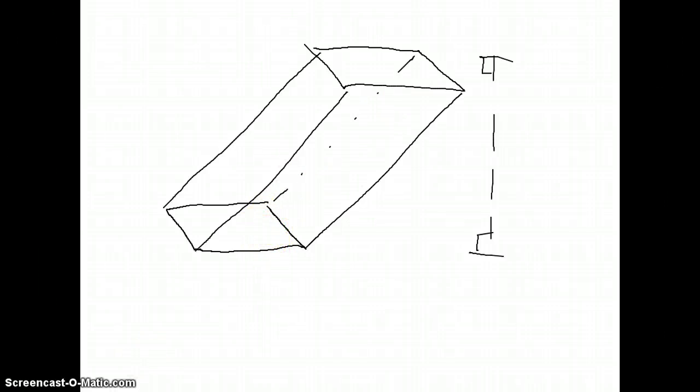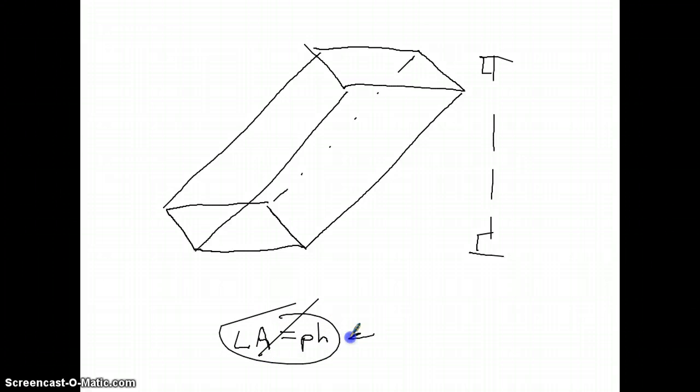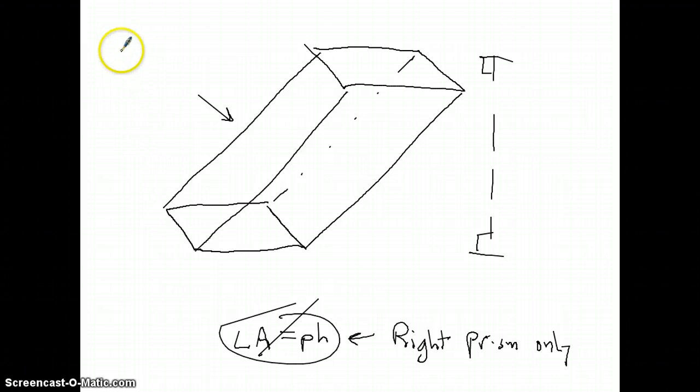That definition we had about lateral area equals perimeter times height, that doesn't work here. That only works for right prisms. This is not a right prism. This thing, the leaning tower of prism, is called an oblique prism. And this would be an oblique rectangular prism, but oblique prisms in general like this, you can have oblique cylinders.